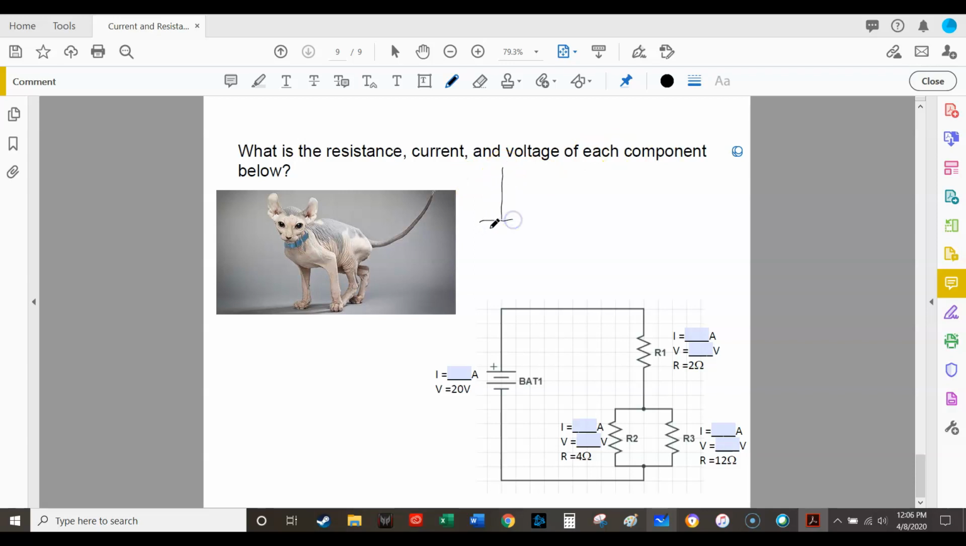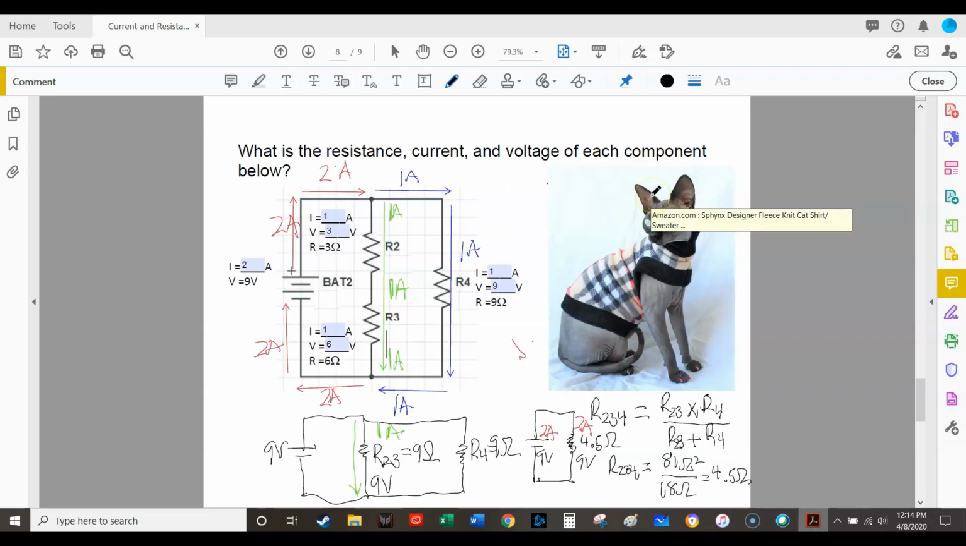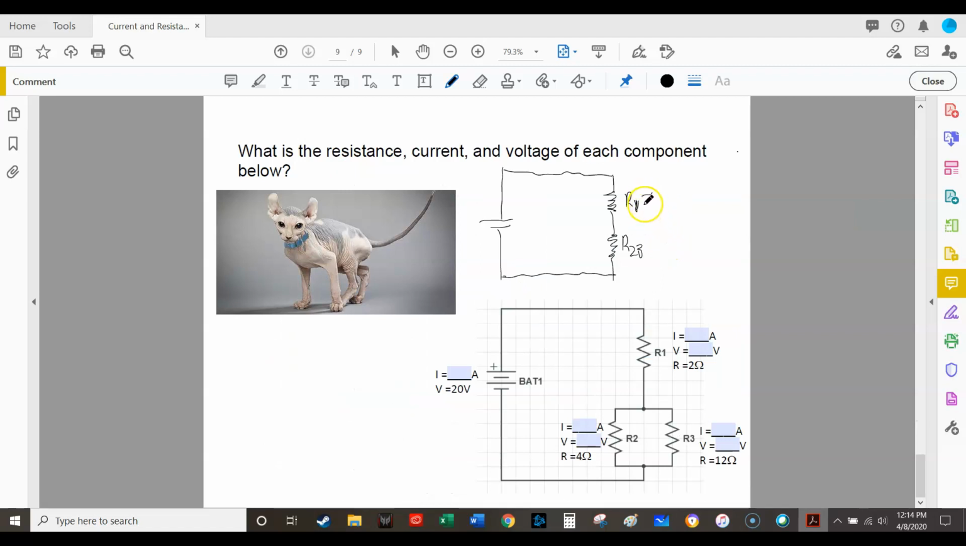I'm going to draw the battery. And I'm going to draw the resistor R1. That's R1. And R2 and R3, I'm going to combine together into one resistor, and I'm going to call that R23. Now I'm going to copy the values over. R1 is going to be 2 ohms.